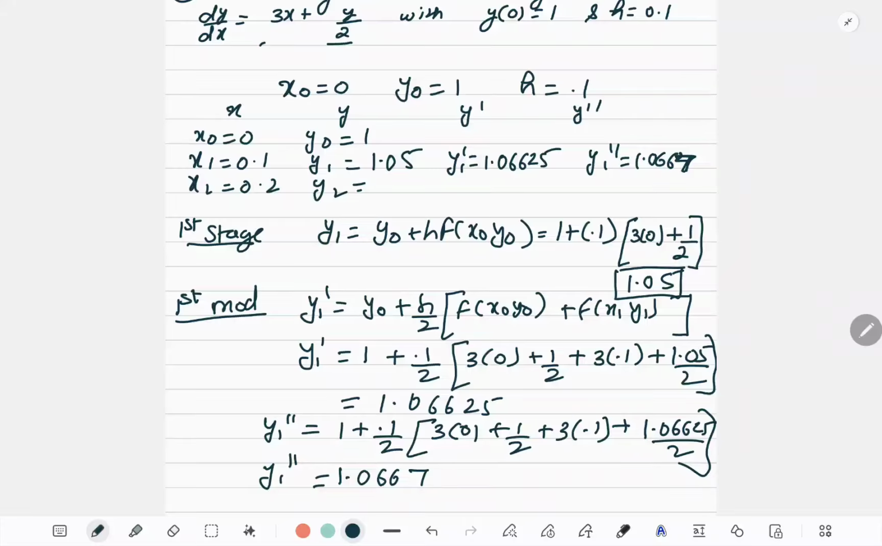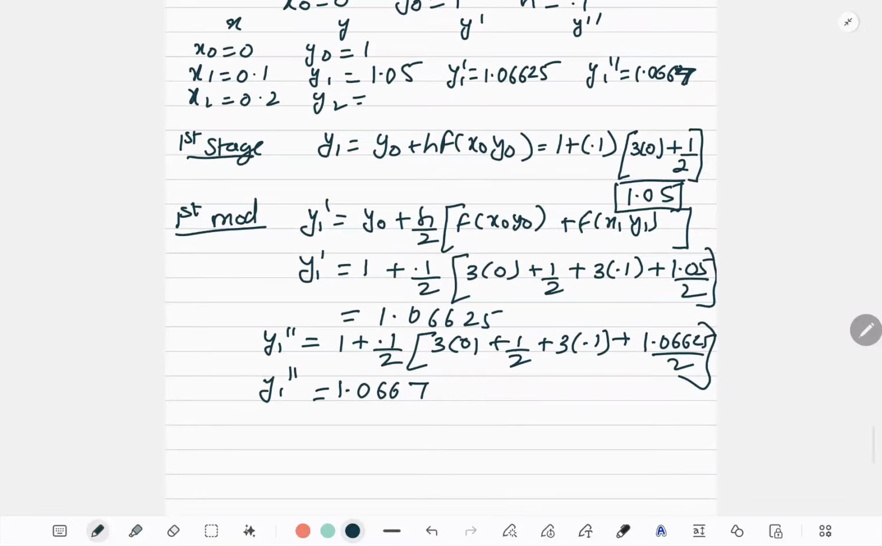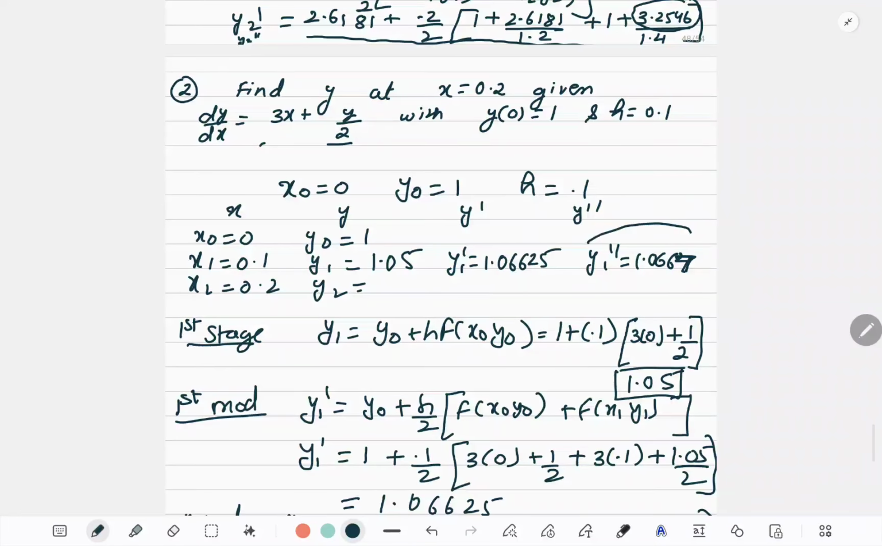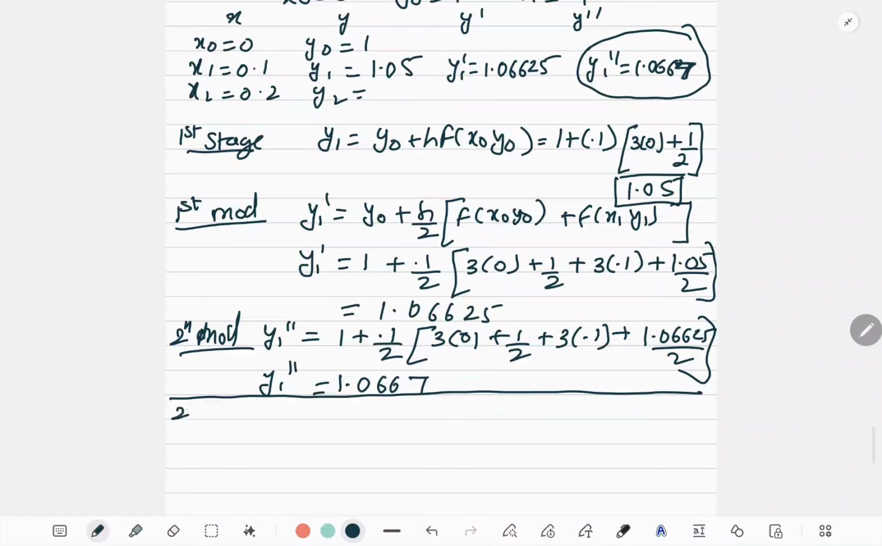So see, up to 3 decimals it is the same, the 4th decimal is changing. Now I will do, this is the second modification. Now I should do the second stage. First stage is over. So my final value of y1 is this. Okay. Now let's move to the second stage. Now when I am doing the second stage, what will I write? I will write first x1, which is 0.1, and y1, which is 1.0667.